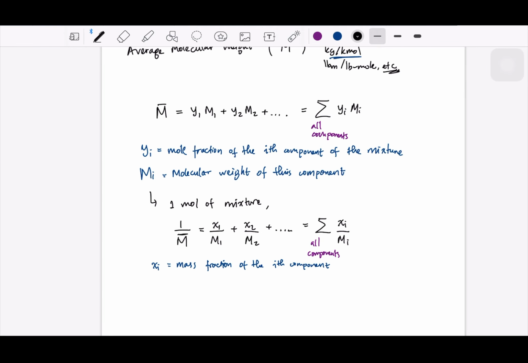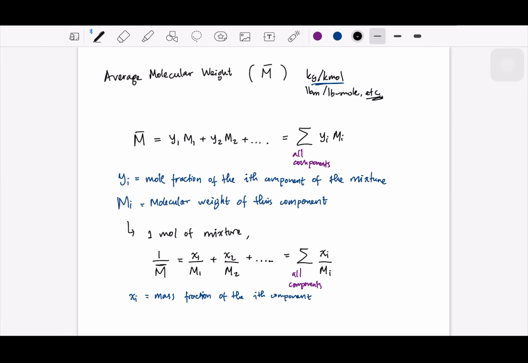Okay. Aside from the molecular weight, another important chemistry-related quantity is the concentration.